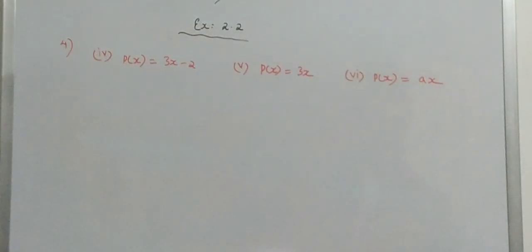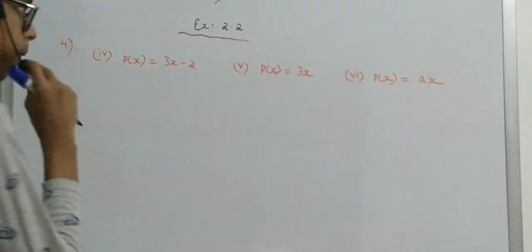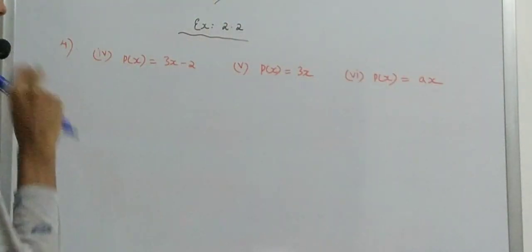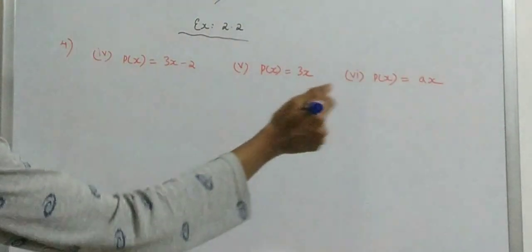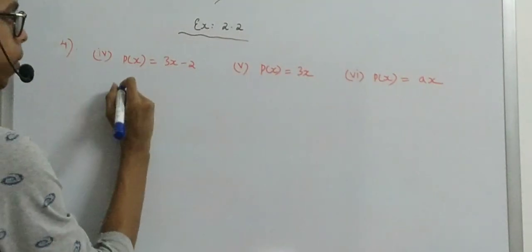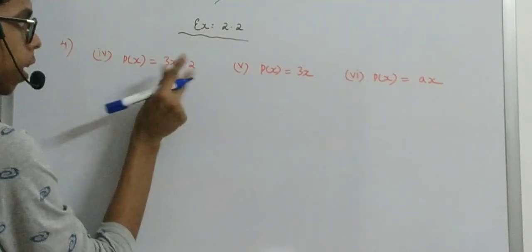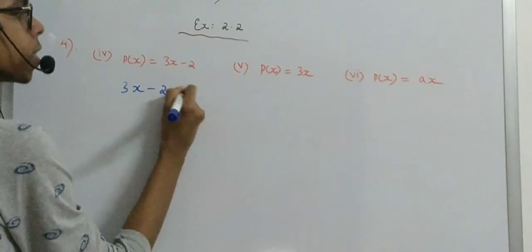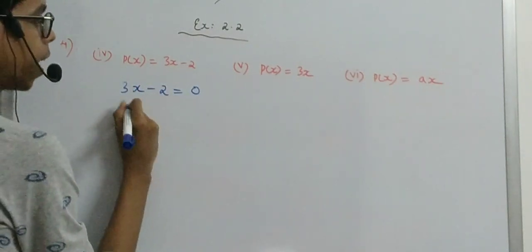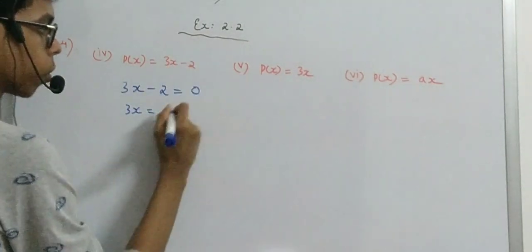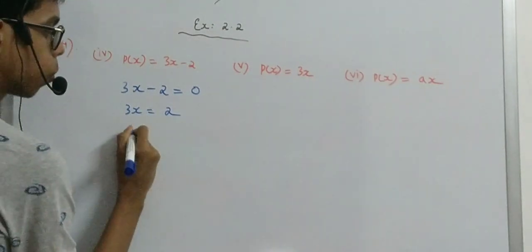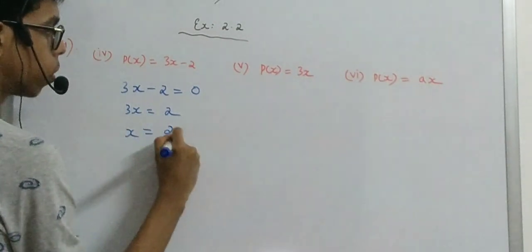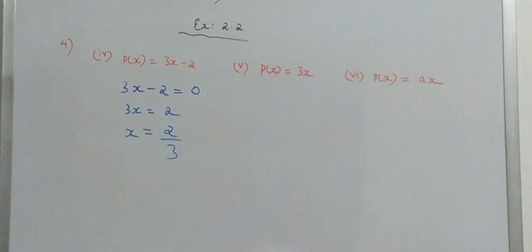Okay, so the fourth one is P of x is equal to 3x minus 2. So here also what should we do? Put this 3x minus 2, equate it to 0. So 3x minus 2 is equal to 0. Then 3x is equal to, bring it to the other side, 2. So from here we will get x is equal to 2 by 3. Okay, so this is the 0 of the polynomial.